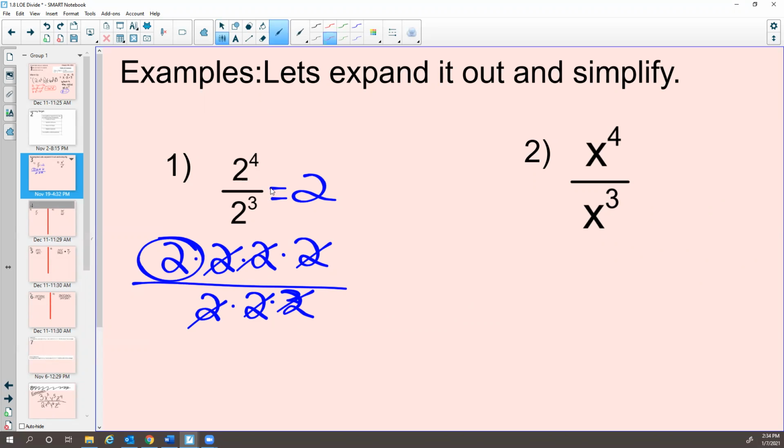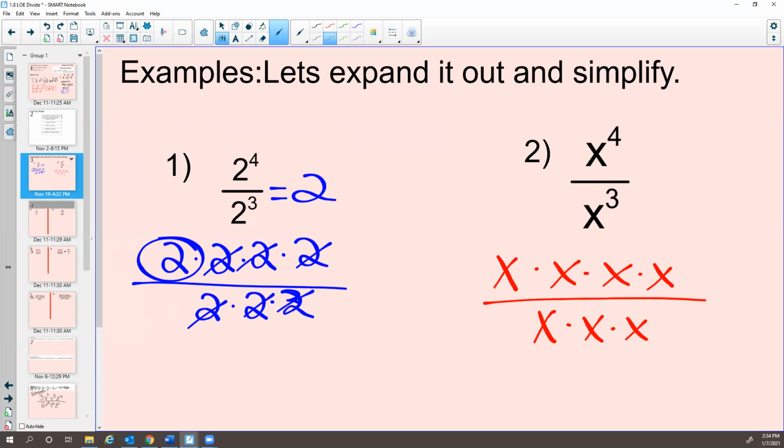So what am I going to do then on the second one? I'm going to do the same thing. I have x to the 4th on top, x to the 3rd on the bottom. I'm going to go through and whatever x I have on top, I'm going to cancel with another x on the bottom. So another x here, another x here, another x here, another x here. I'm left with only one x, which gives me my answer.